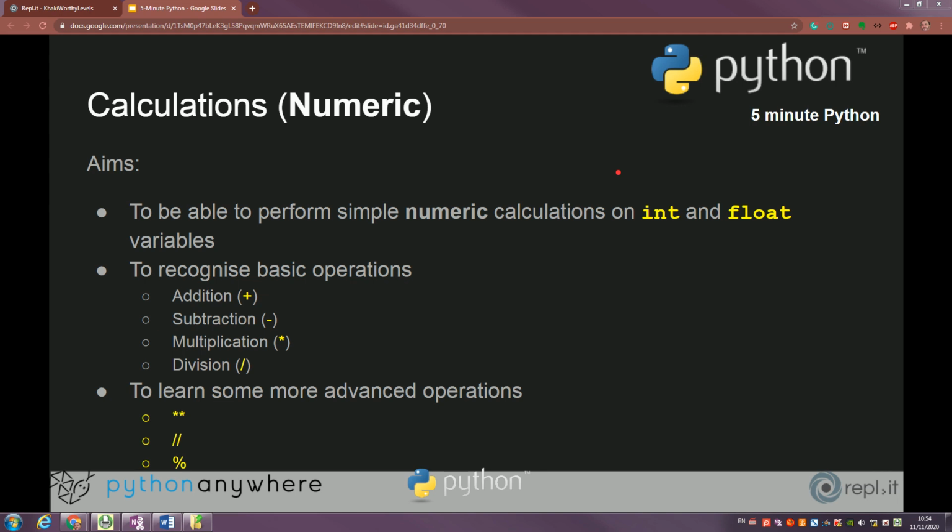We can collect numeric information from users using int and float to convert their text into a number. Now, we need to be able to do some calculations with them. There's some fairly simple ones, the addition, subtraction, multiplication and division. They're reasonably straightforward with a couple of little odd values in there. We'll do some little investigation into some of those.